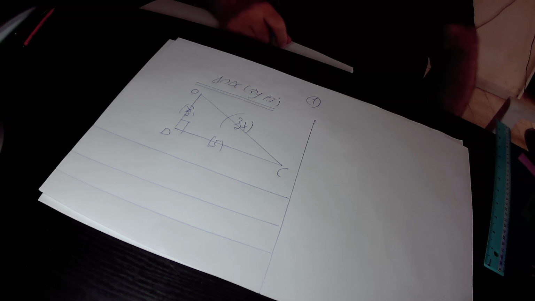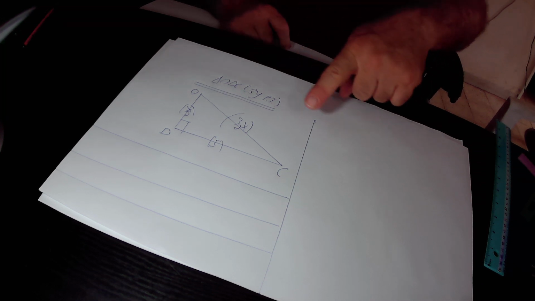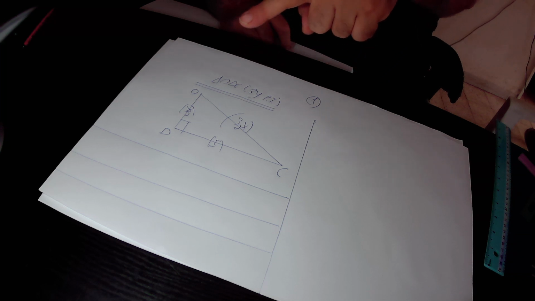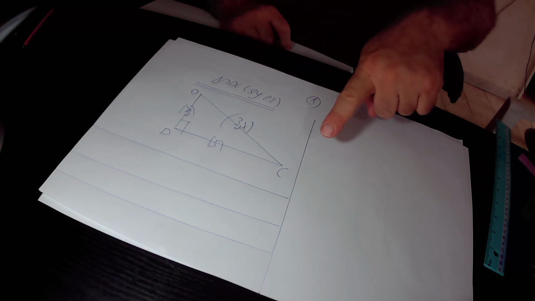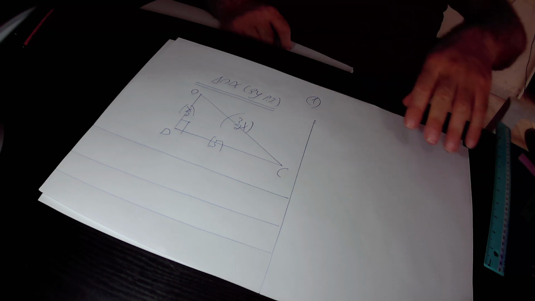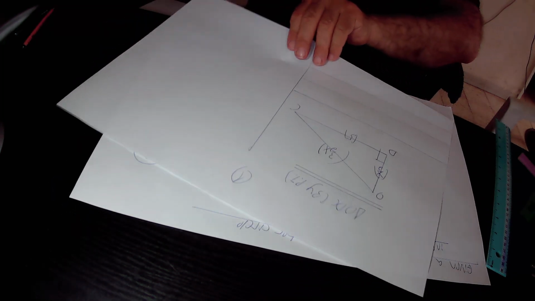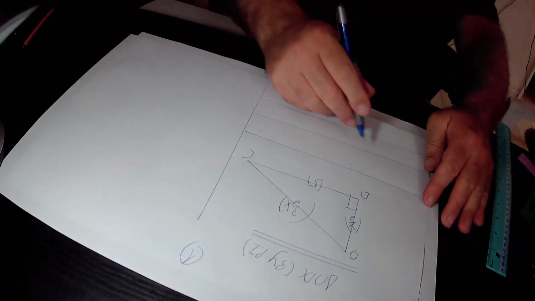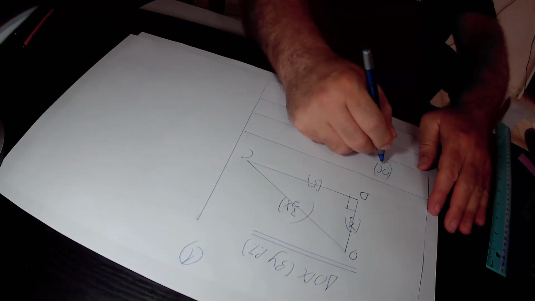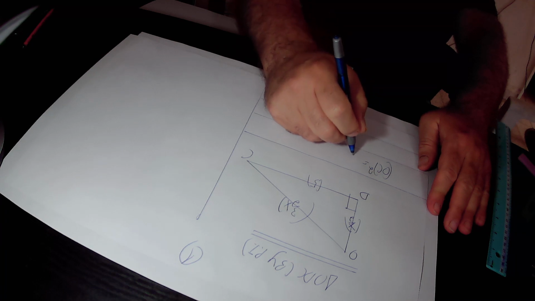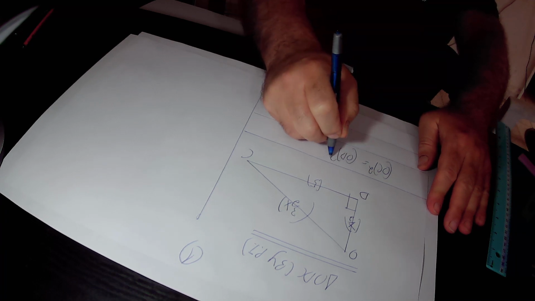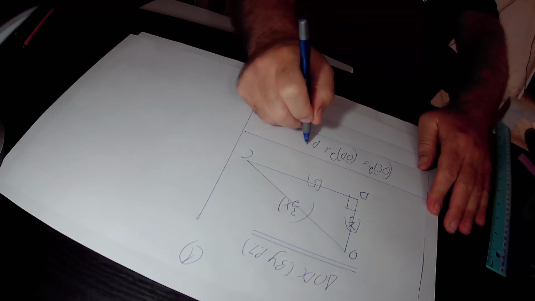According to the Pythagoras theorem, in this right triangle ODC, OC squared equals OD squared plus DC squared. So I write it down: OC squared, that is the square of the hypotenuse, equals OD squared plus DC squared.